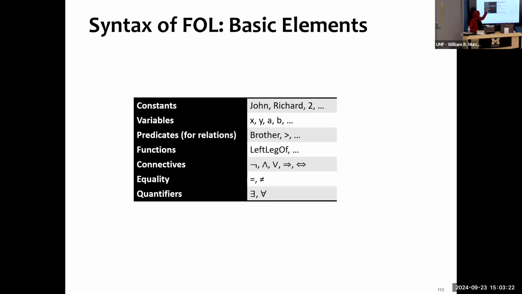I have my predicates, which are the relations here, brother or someone is superior or inferior or whatever. The functions represented in this problem are within the left leg of, okay? And the connectives, we have the typical connectives that we went through in propositional logic: not, and, or, implies, and biconditional. The equality, so here we have equal or not equal, and we also introduce the very important thing, which is quantifiers, like exists and for all, in order to generate, okay?